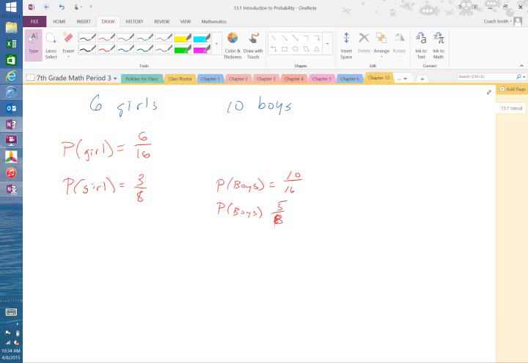Now, probabilities are simply the idea that this might happen. For example, we talked about this a little bit in sixth grade when we talked about probabilities. But the probability that you're going to flip a coin and land on heads is what? 1 over 2, or half.